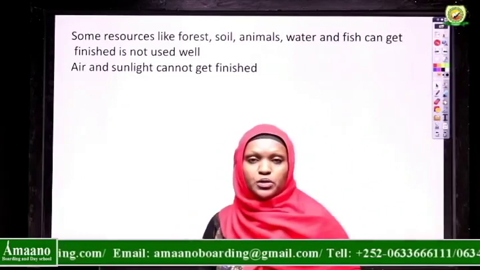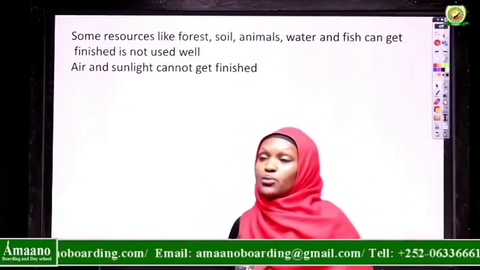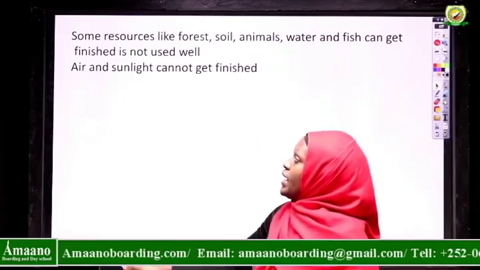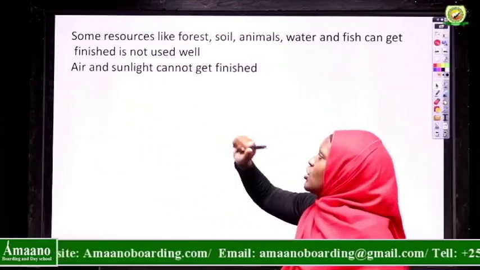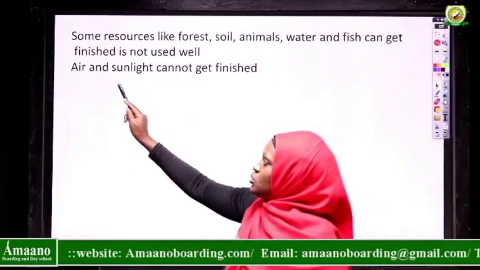So what are we supposed to do? We are supposed to take care of our resources. We are not supposed to waste our resources. We should use the resources very well. Then we say air and sunlight cannot get finished. These are the only resources which cannot get finished.